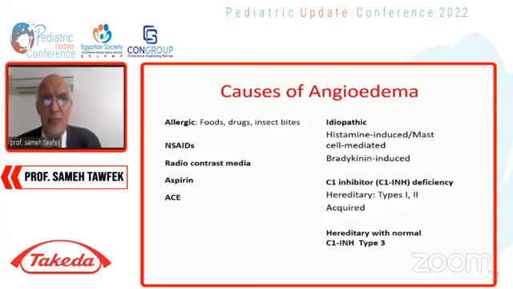Causes of angioedema: either allergy to food, drugs, or insect bites, non-steroidal anti-inflammatory drugs, contrast media, aspirin, ACE inhibitors, or idiopathic, histamine-induced or mast cell-mediated, bradykinin-induced, C1 esterase inhibitor deficiency type 1 and type 2, or acquired, or hereditary with normal C1 esterase, which is type 3.